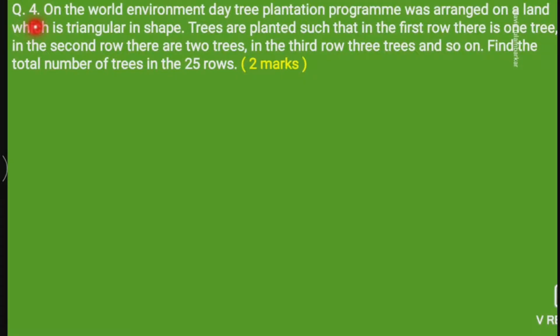Now see question number 4. On the World Environment Day, tree plantation program was arranged on a land which is triangular in shape. Trees are planted such that in the first row there is one tree, in second row there are two trees, in the third row 3 trees, and so on. Find the total number of trees in the 25 rows.